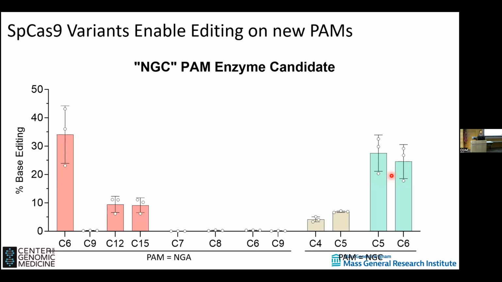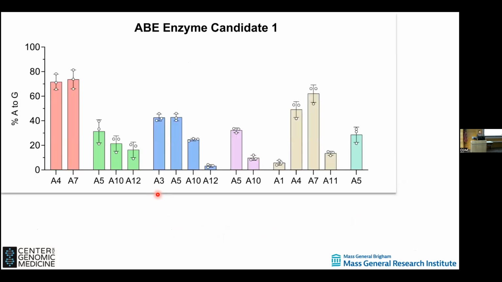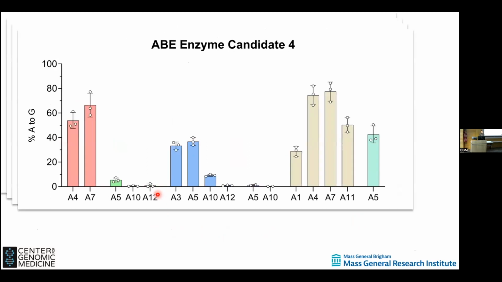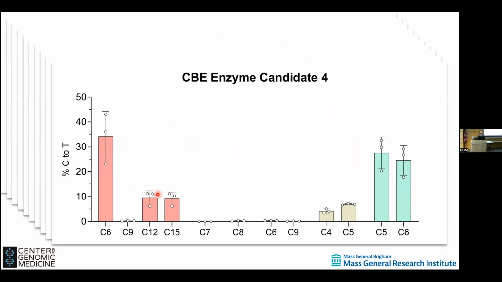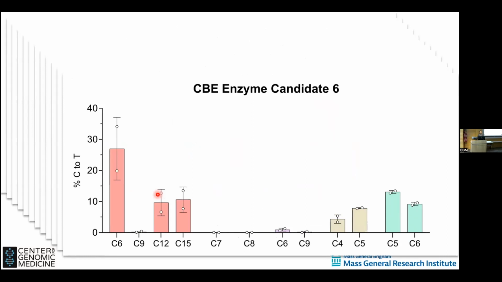So this is an NGC candidate of mine. This variant was a CBE, so editing cytosines to thymines. And so you can see very good editing on our NGCs here. Not so much on most of our NGAs, with the exception of this one. And so throughout the summer, I did this on a total of 12 enzymes and 12 guides. You can see various different efficiencies using each enzyme candidate here.